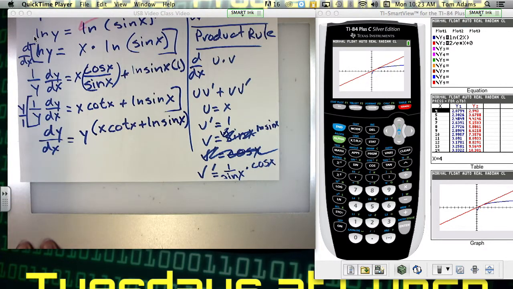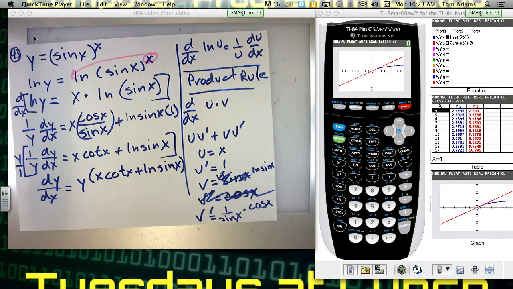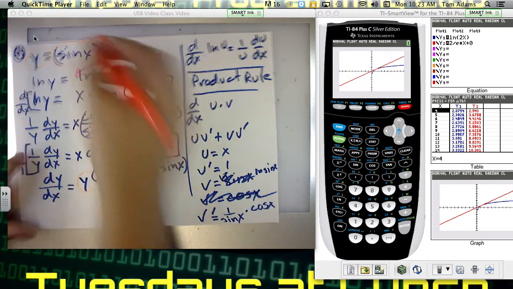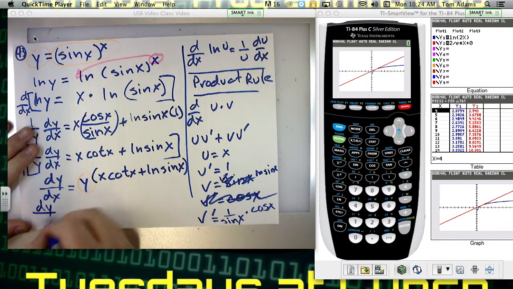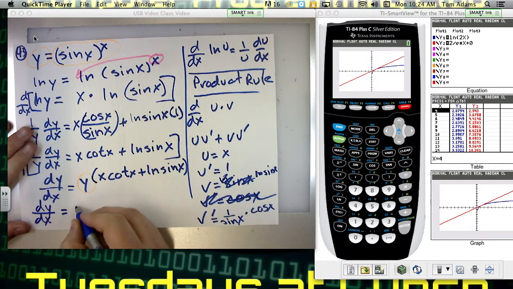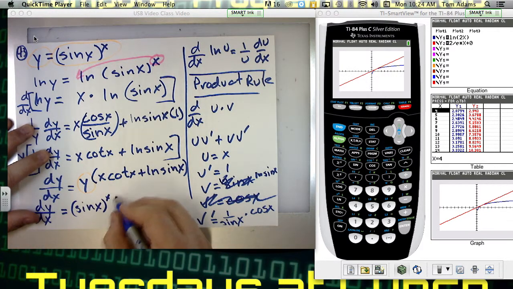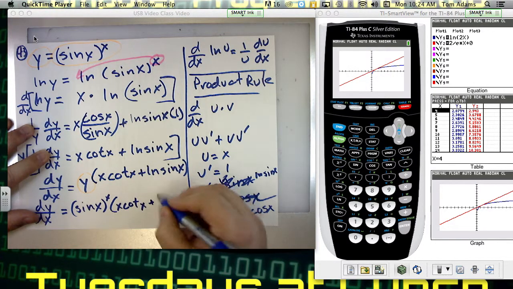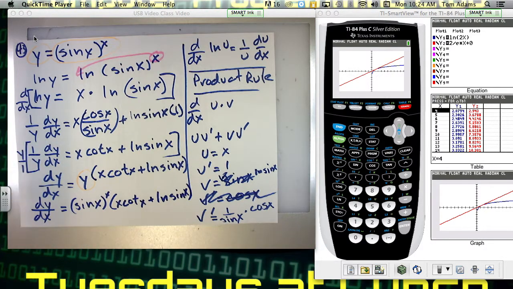Now, I could clean this up a little bit if I plug in y. All right, what did I say y was? Well, we said that y is equal to sine of x raised to the x. So dy dx is actually sine of x raised to the x times x cotangent x plus the natural log of sine of x. Okay?